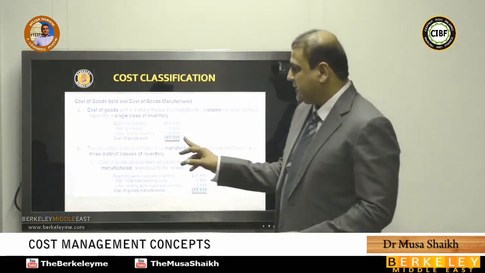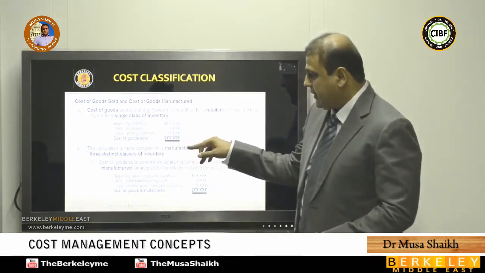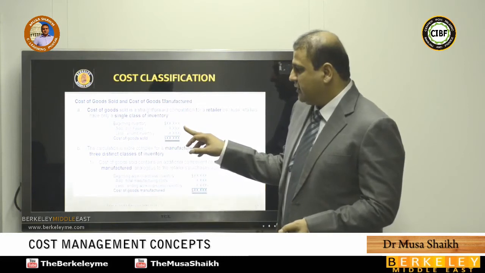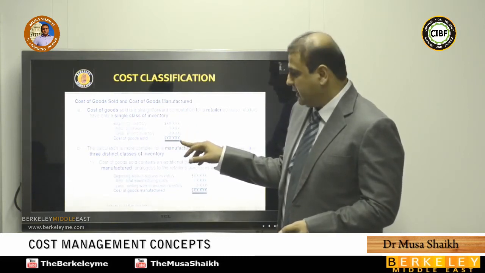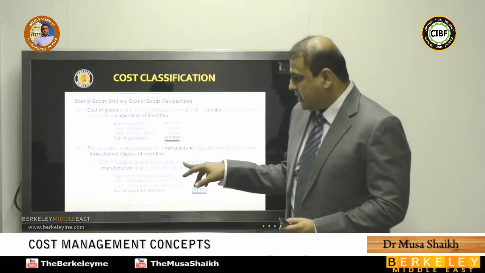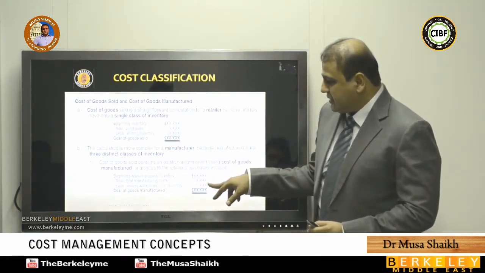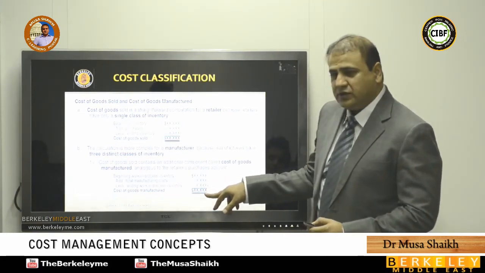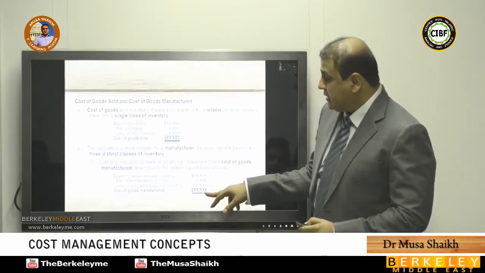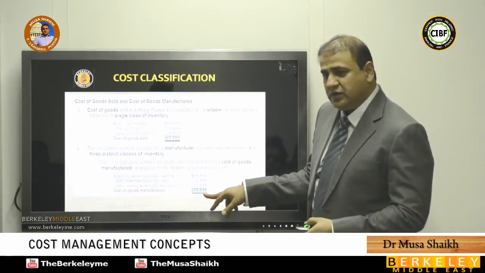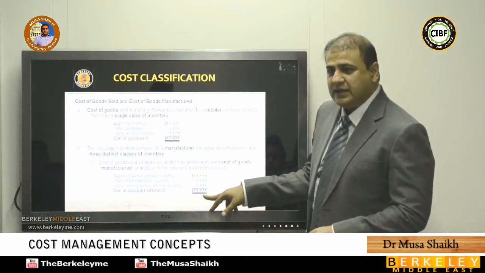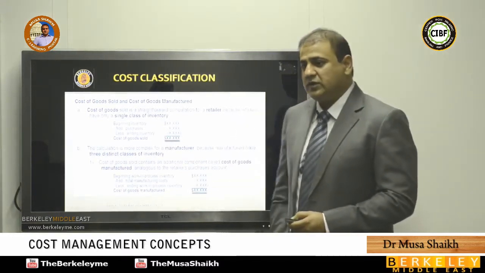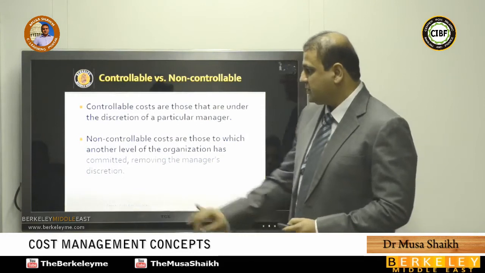For a single class of inventory, cost of goods sold is very easy. If there is no work in progress, you take beginning inventory, add purchases, and less ending inventory, and you will get the cost of goods sold. Here, beginning work in progress plus total manufacturing cost minus ending work in progress gives cost of goods manufactured. In this, as I told you, you add the finished goods brought down and subtract the carried down finished goods, then you get cost of goods sold. So a lot of small calculations are involved in this concept.